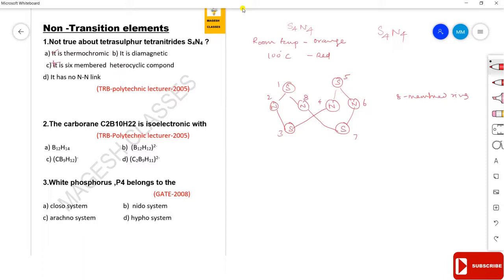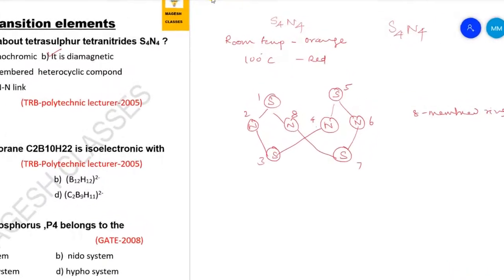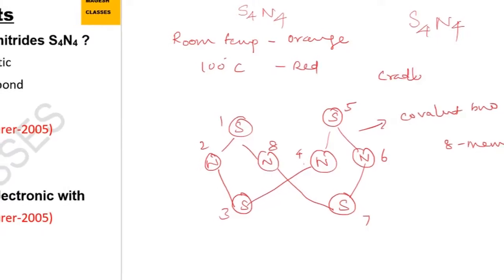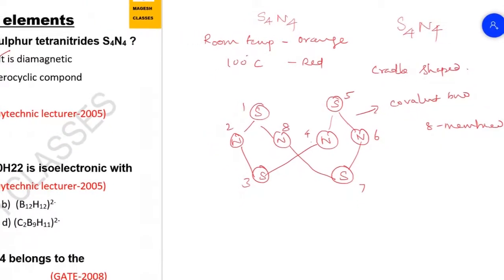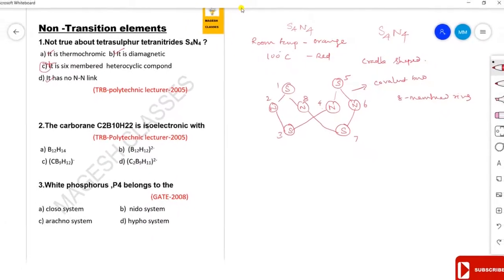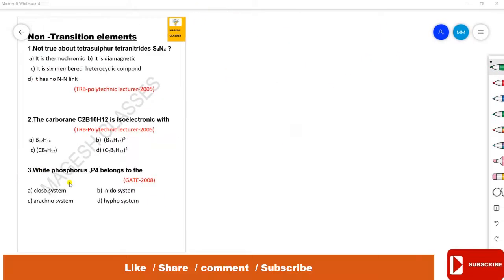And some S4N4 compounds show paramagnetic character, and it is also diamagnetic. See the structure, it has no nitrogen link, so it is a correct statement. The nitrogen and the sulfur are highly electronegative, so the bond between the sulfur and the nitrogen is a covalent bond, and it is a cradle-shaped structure. So this is the answer. What is the answer? It is a 6-membered heterocyclic compound. Thus it is solved. Next question.